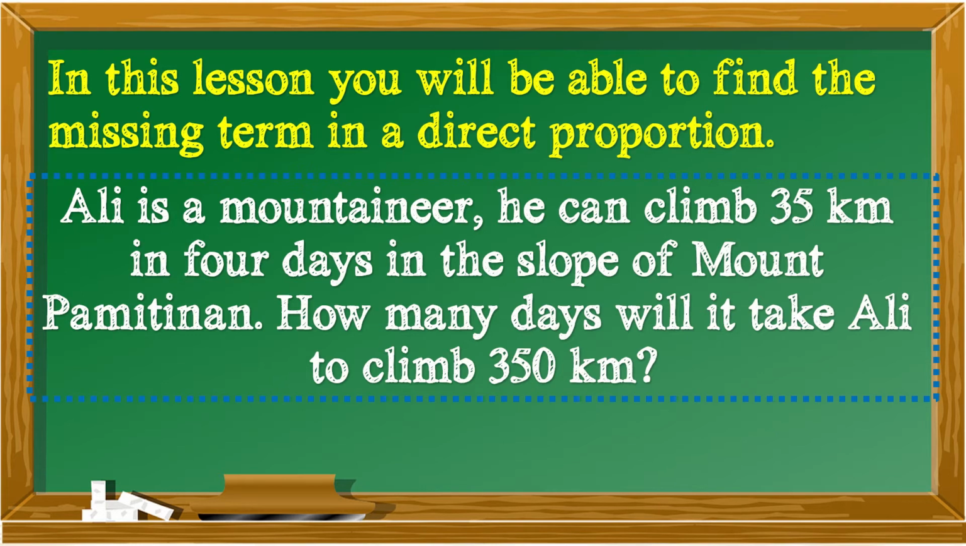In this lesson, you will be able to find the missing term in a direct proportion. Let us have this problem as an example. Ali is a mountaineer. He can climb 35 kilometers in 4 days in the slope of Mount Pamitinan. How many days will it take Ali to climb 350 kilometers?